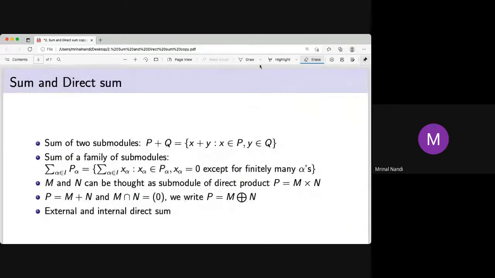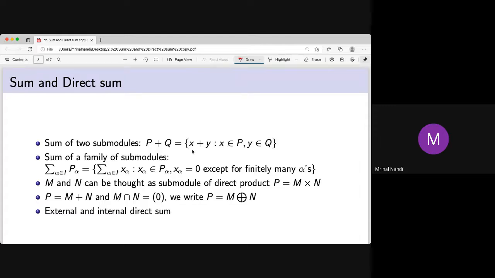So what is the sum in a vector space? We also know what the sum is. If there are two submodules, or two subspaces P and Q, then P plus Q is defined as x plus y, where x is in P and y is in Q. This is called the sum of two submodules. Now, is the sum of two submodules a submodule? Yes, the sum of two submodules is again a submodule, like the sum of two subspaces is a subspace. And you can easily check that.